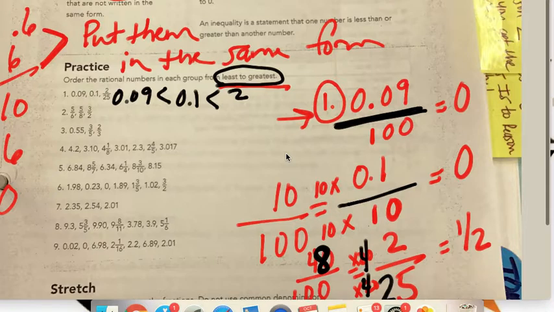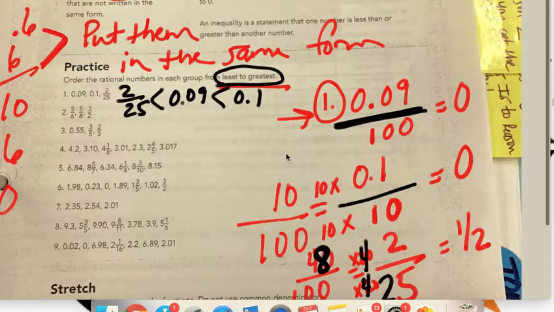So 8 over 100 is actually the smallest. I'm glad I fixed that. So we would need to write 2 over 25 first because it's equal to 8 over 100. Then I would do the 0.09 because it's equal to 9 over 100. And then I would do the 0.1 because it was equal to 10 over 100. So now I just listed number 1 in order from least to greatest.